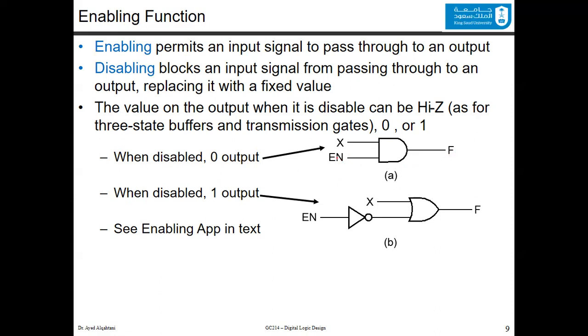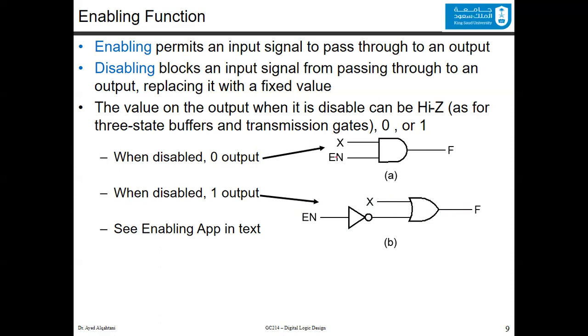You can do the opposite if you put an inverter here. Now, when it is disabled, the output is having the value 1 because you are using an OR gate. So if you want to disable it, you will get 0 here. And because of that, after the inversion, you will have 1. And this one, no matter what the input is, you will have 1 at the output. This is the usage of the enables.